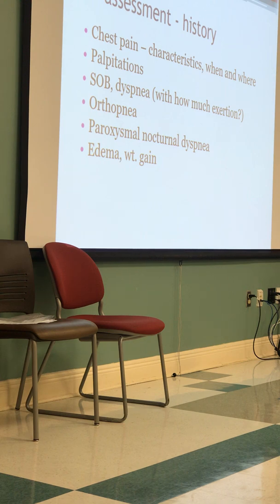Chest pain characteristics, when and where. Palpitations, we already talked about it. Is it constant? Does it come and go? When did it start? Shortness of breath, with exertion or without exertion. Is there dyspnea? Is there orthopnea? Is there paroxysmal nocturnal dyspnea associated with the symptoms? Has there been weight gain over 2 days? If you gain a considerable amount of weight over 2 days, it's not your scale. Something's wrong. You're retaining fluid.